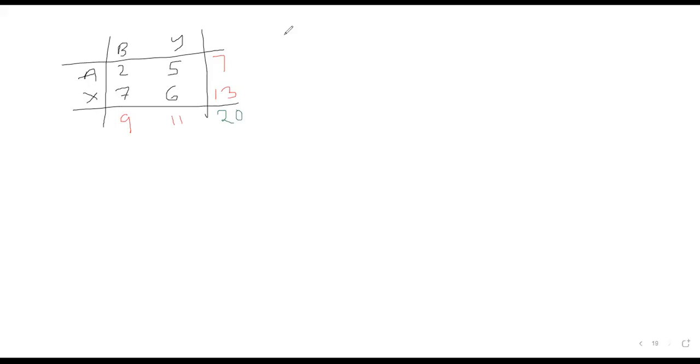So how do we find the probability of A, B, X, and Y? To find the probability of A, find the total for A, which is what? 7 over 20. Right. 0.35. And probability of B was what? 9 out of 20, which is what? 0.45.